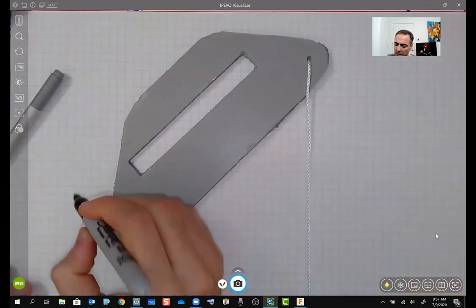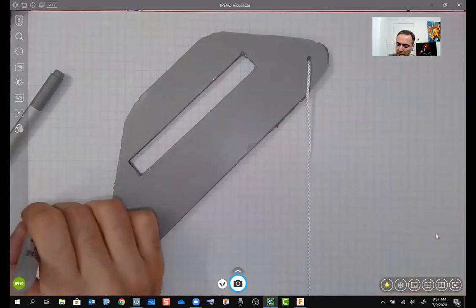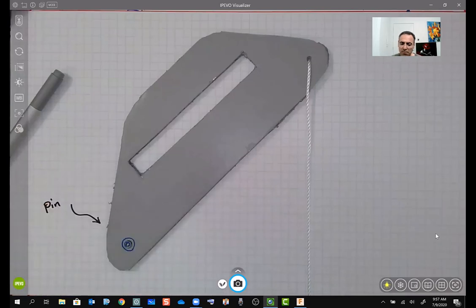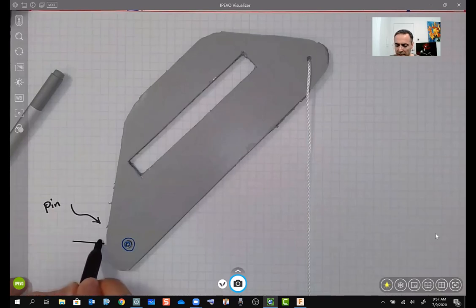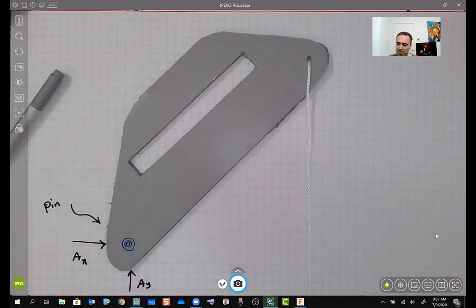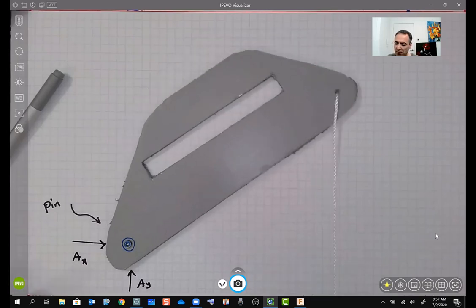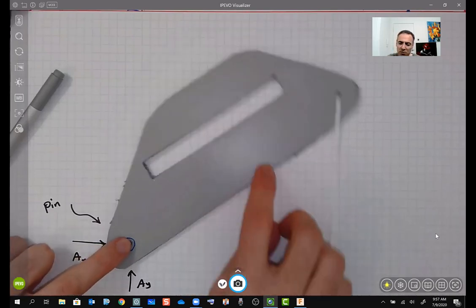So this is the pin. If this one is the pin and I can easily rotate it, then it means this one can apply a reaction force like AX and AY here. Do you agree? Okay. But I'm free to rotate it.